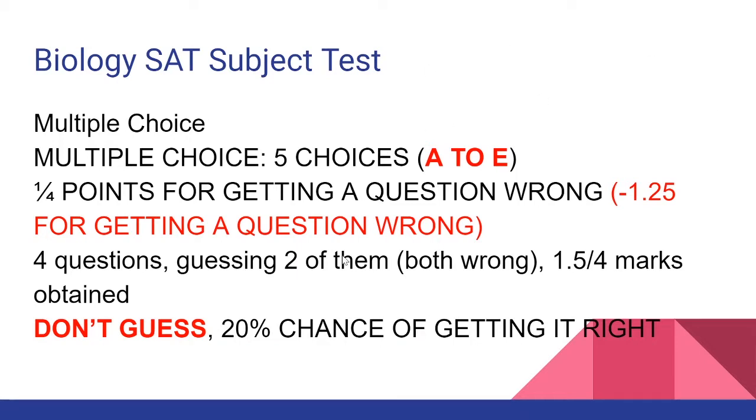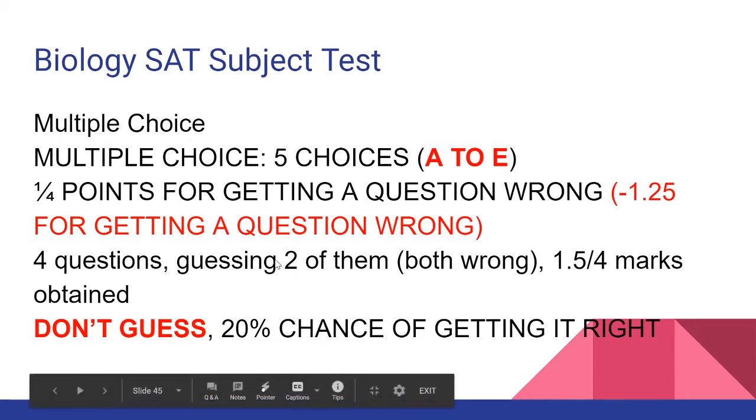So, there's multiple choice questions on this test. There's 5 choices, A to E. You're going to have negative marking on this test. So if you get a question wrong, you're going to lose negative 1.25 marks. Because first of all, you answered the question, which is worth 1 mark, and then you answered it wrong. So you lose another 0.25.